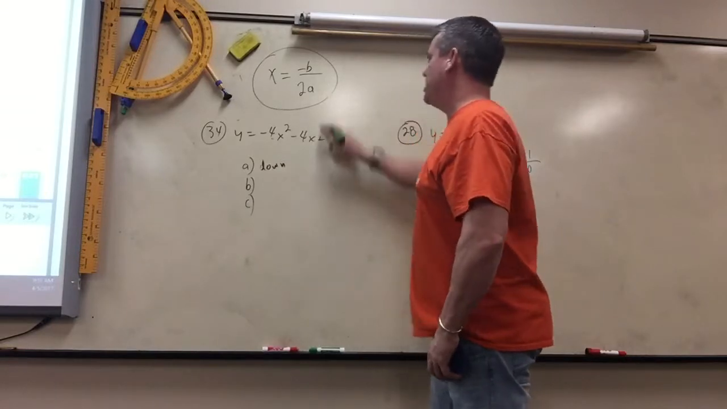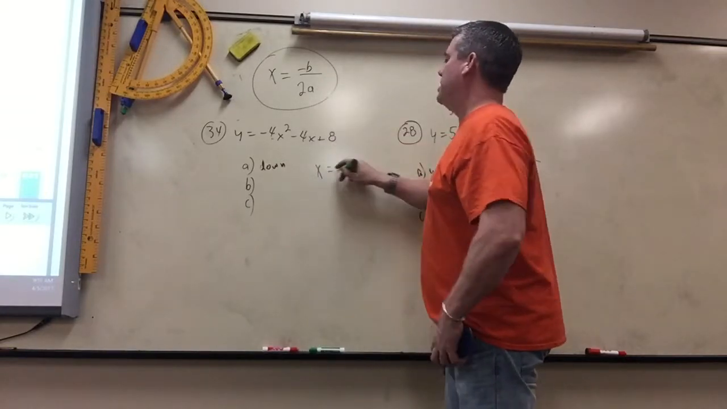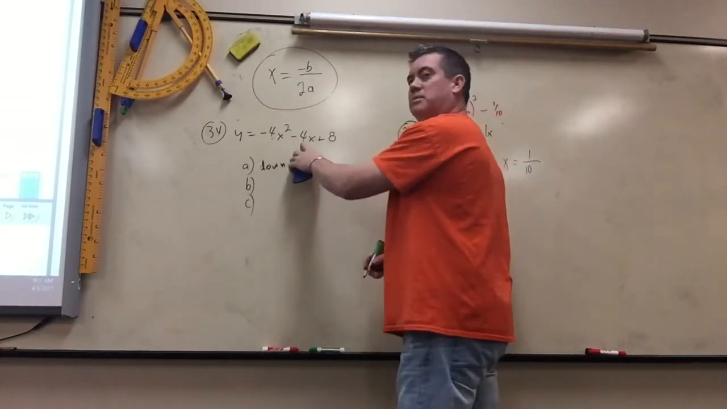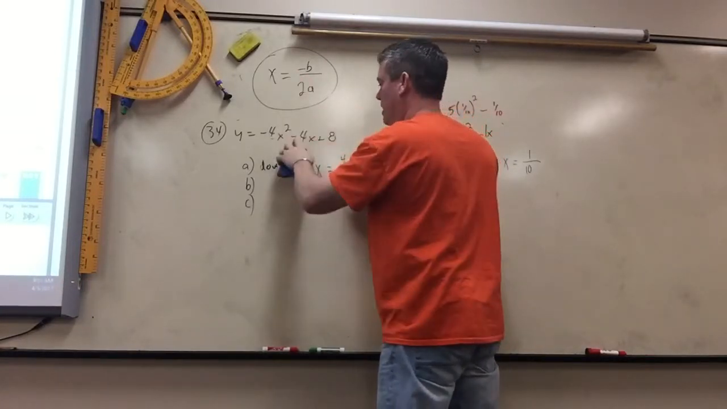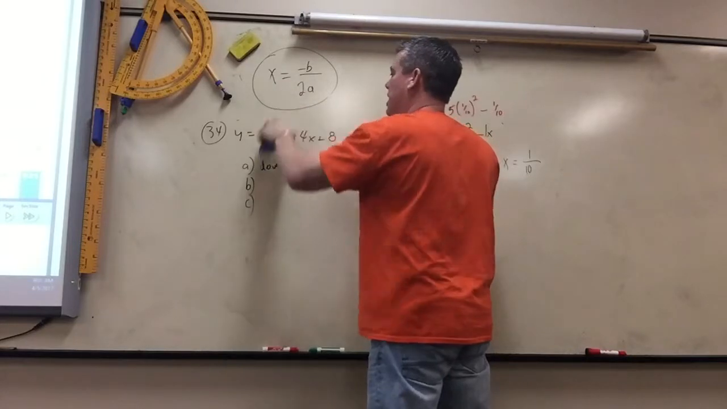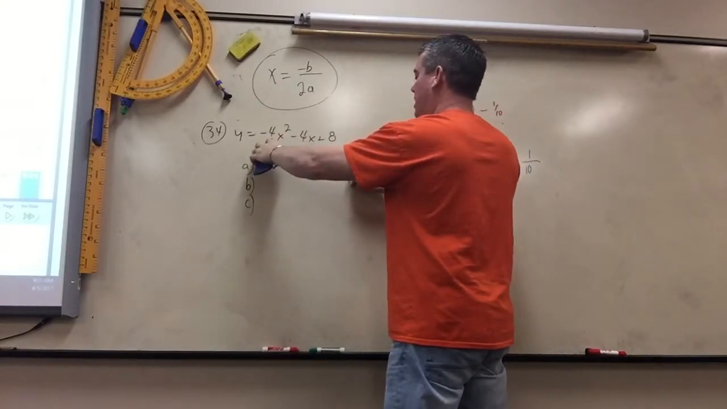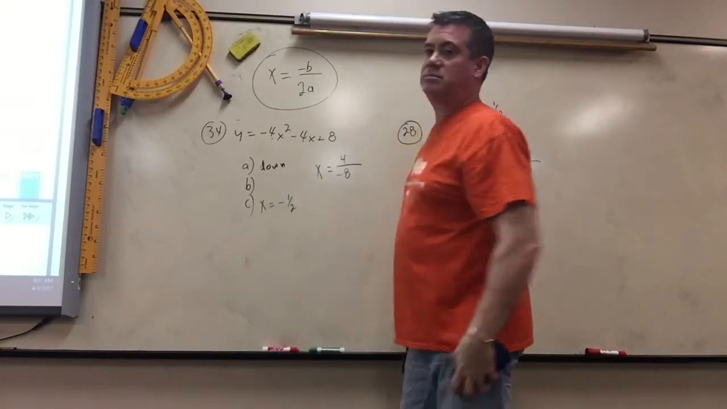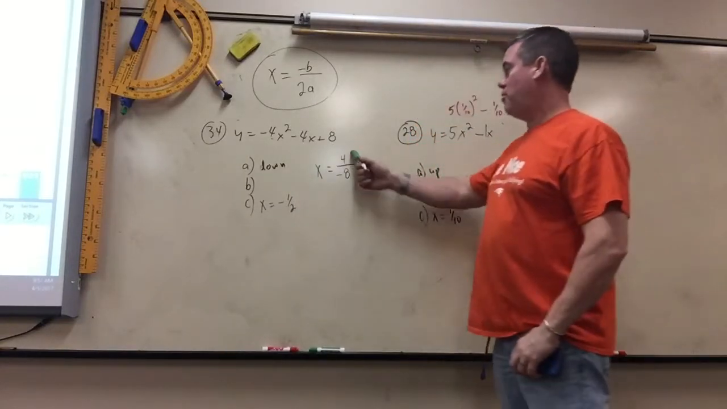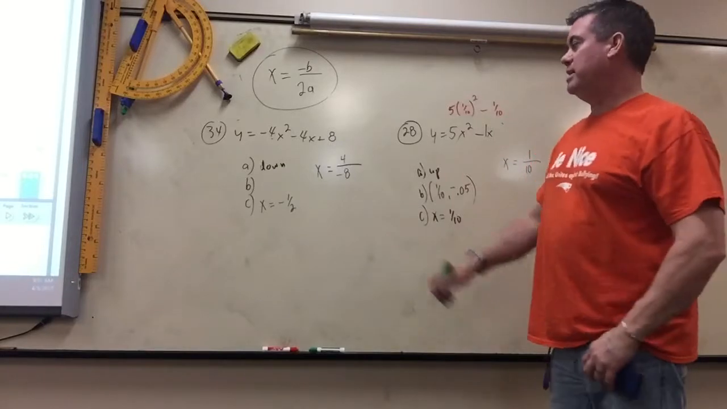Then to answer B and C, we've got to do this. X equals negative B would turn to 4 because it's a negative and a negative, over 2 times A, negative 8. Negative 2. So X equals negative 1/2. 4 over 8 reduces to 1/2 and it's negative.